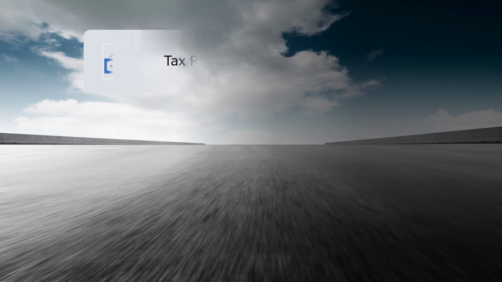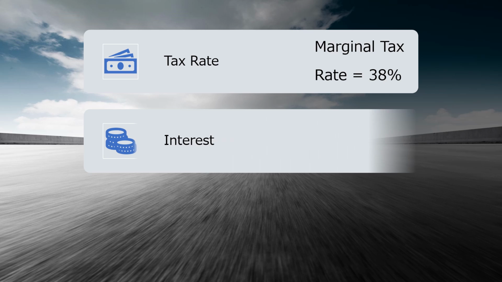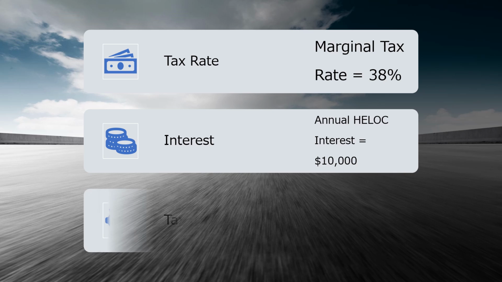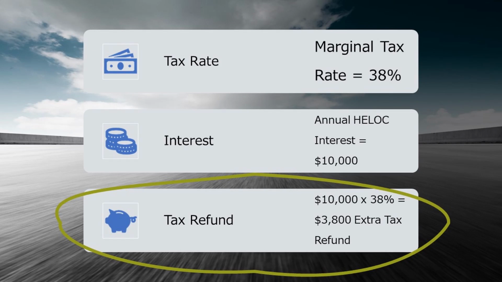For example, if your marginal tax rate is 38% and the interest you paid on your HELOC is $10,000, multiply that $10,000 by 38%. That will give you an extra $3,800 in tax refund just for deducting that interest on your HELOC on your taxes.